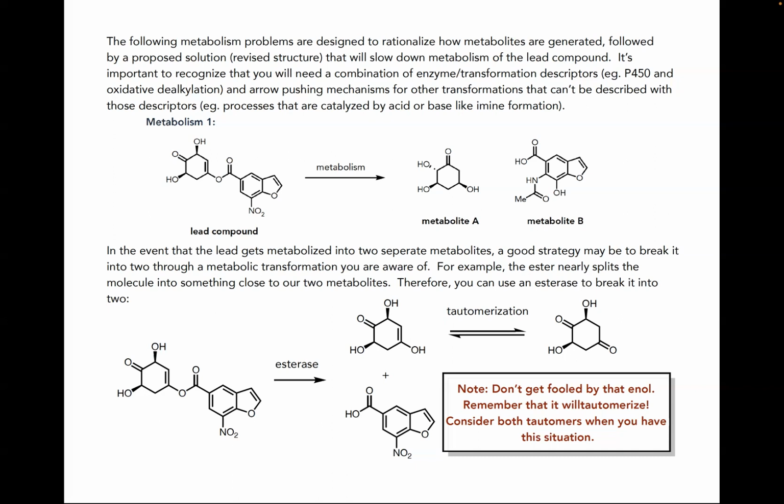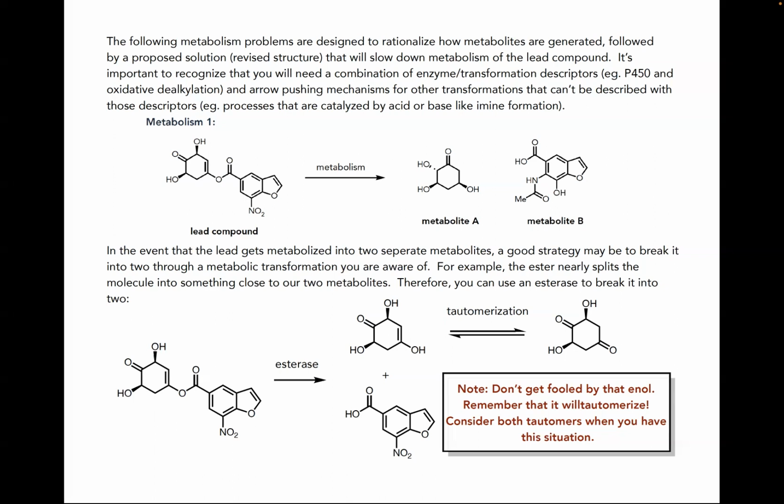So in the first one, what we see is you have the lead compound, and that goes through metabolism, and you generate metabolites A and B. So in the event that it is split into two, it's not always going to be, but in the event that it is, you probably want to get after dividing that molecule into something that looks pretty close to the molecules that you're going to be breaking it into. And so what you can do is, if you look down the center of the molecule, you have a metabolic transformation that you know of that can break this into two, and that's through an esterase.